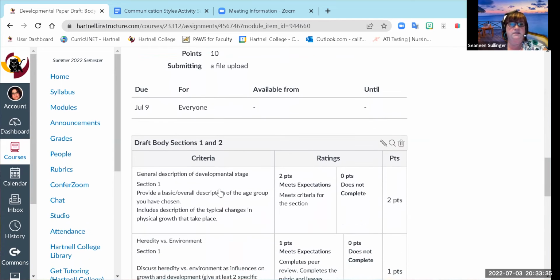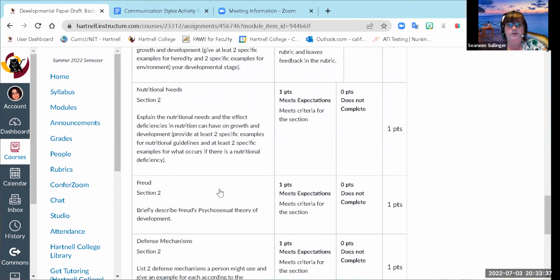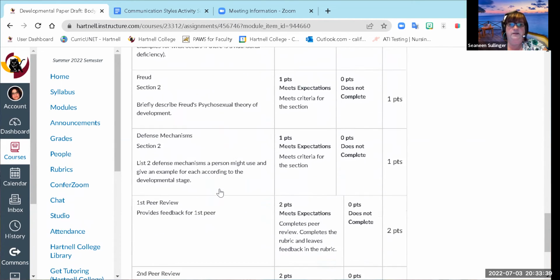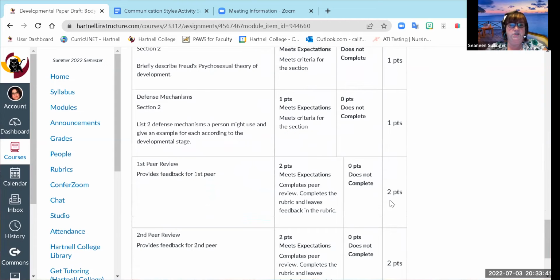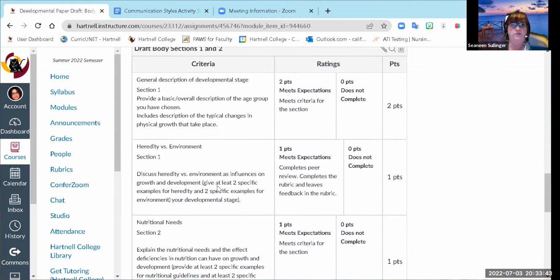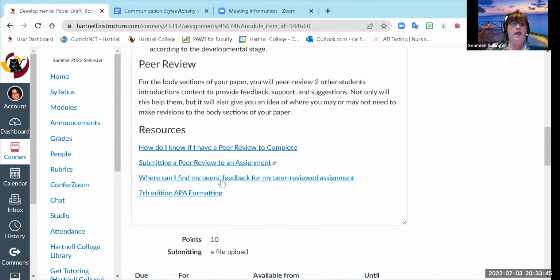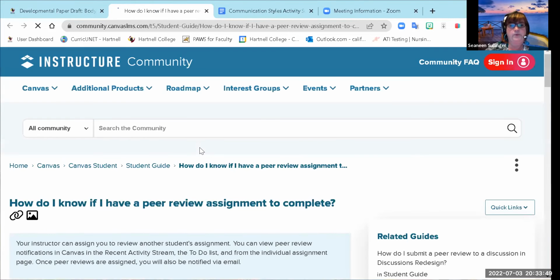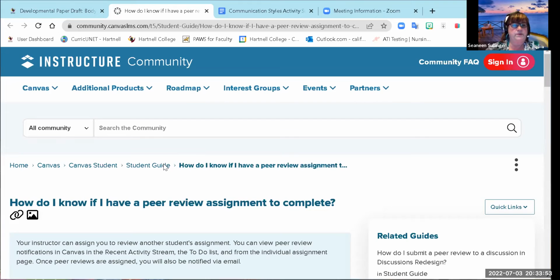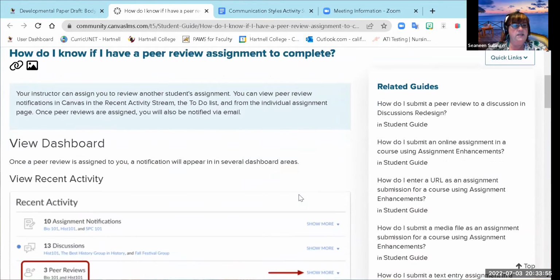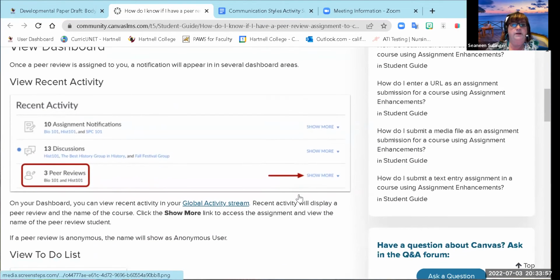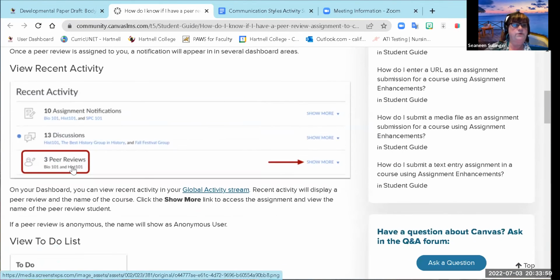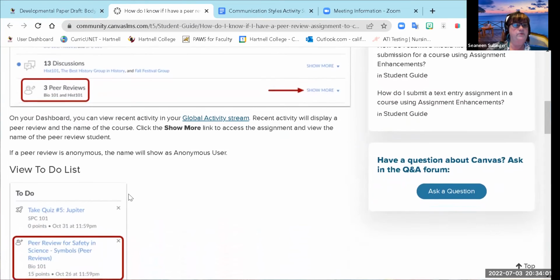And then this is the rubric for where the points are earned. And the peer reviews are worth 2 points each, so it'd be great to do those. You have resources here that show you how to know if you have a peer review to complete. This will take you to the Canvas guides, and it will show you in recent activity that you have 3 peer reviews.